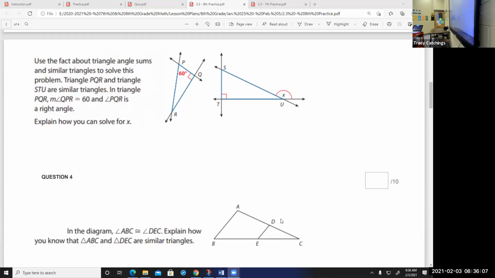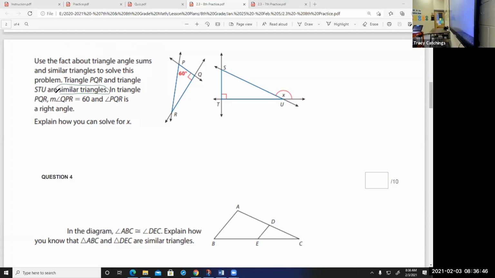All right, someone read number 3 to us. Use the fact about triangle angle sums and similar angles to solve this problem. Triangle PQR and triangle STU are similar. In triangle PQR, angle QPR equals 60 and angle PQR is a right angle. Explain how you can solve for X.